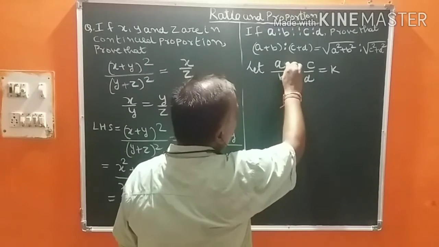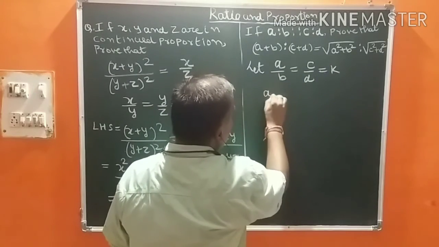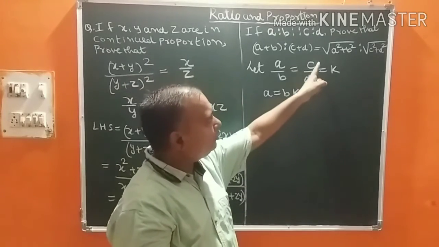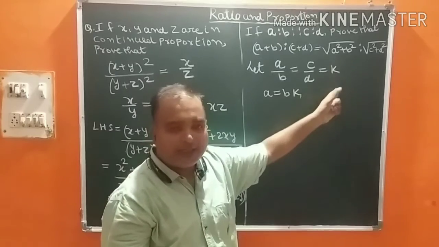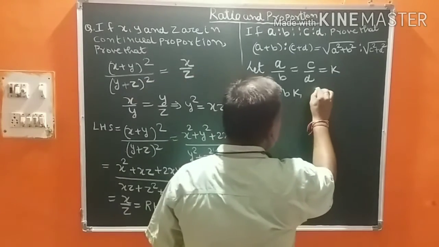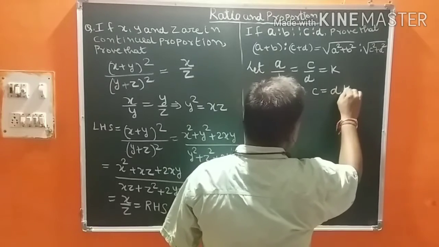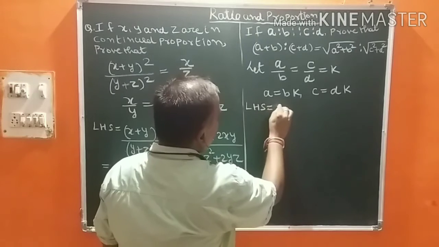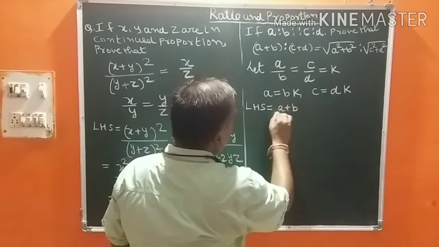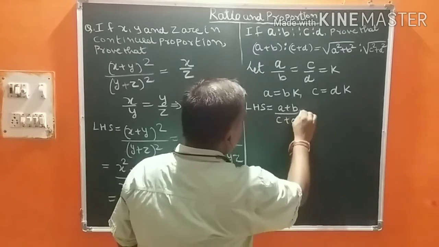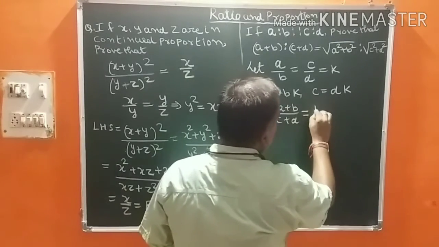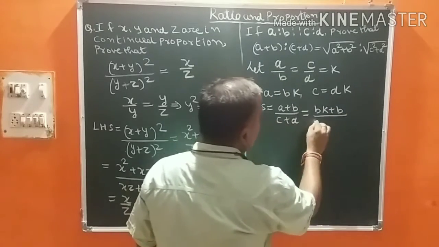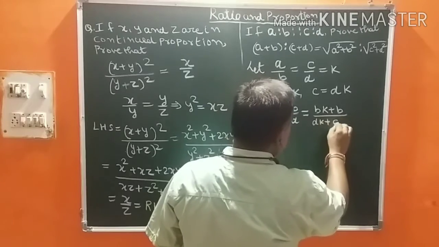So if I equate a upon b equal to k, can I write a equal to bk? Similarly, if I equate c upon d equal to k, can I write c equal to dk? Yes, we can write c equal to dk. Now take LHS. Left hand side, that is a plus b upon c plus d. Now what is the value of a? The value of a is bk plus b upon. What is the value of c? That is dk plus d.